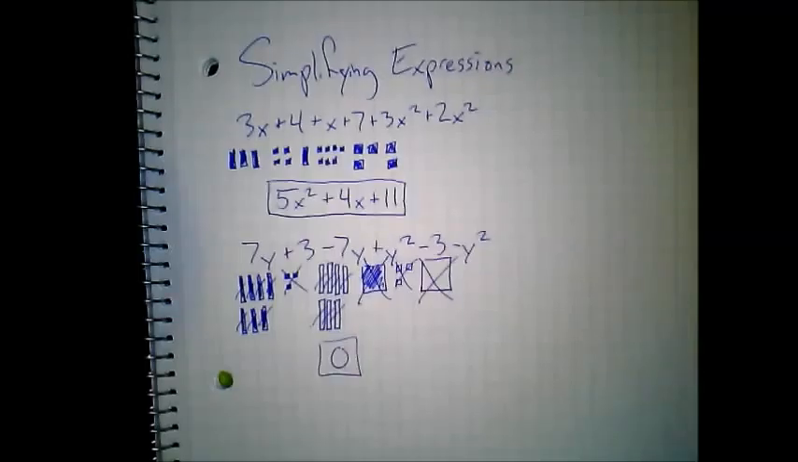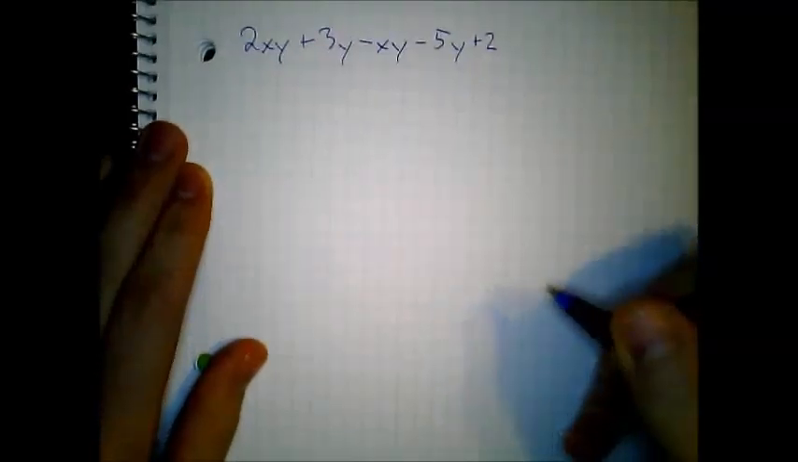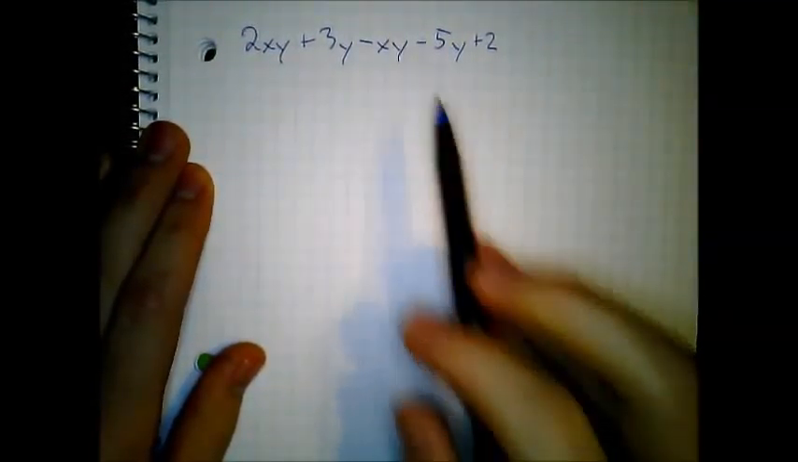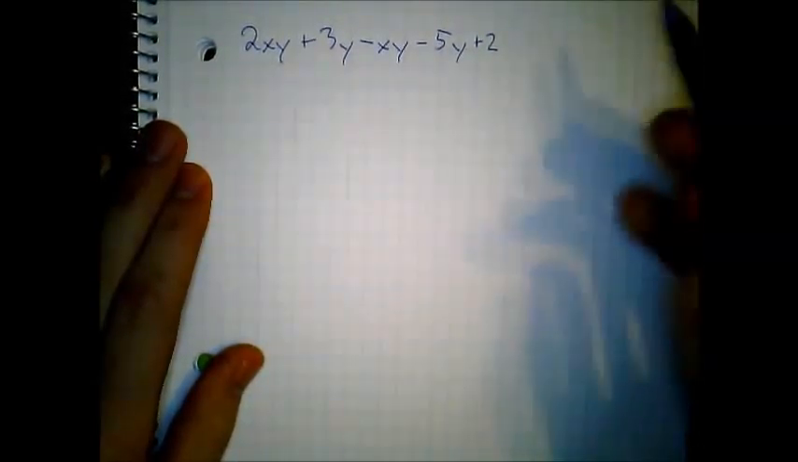All right, so let's try some more. Now let's look at what happens when we have to deal with the negative still and everything doesn't cancel out. We're still left with some left over. So let's say we have our expression 2xy plus 3y minus xy minus 5y plus 2. So we notice we have some of our like tiles. So we know we're going to be able to simplify this because we have like terms.